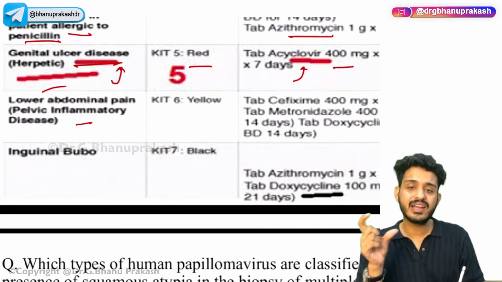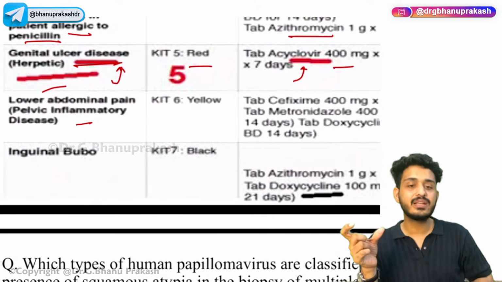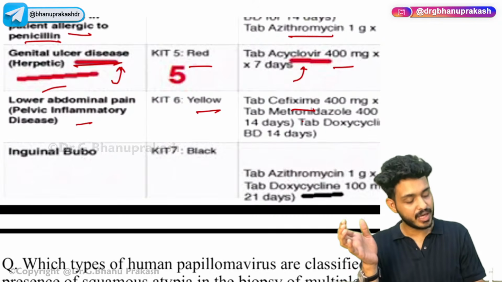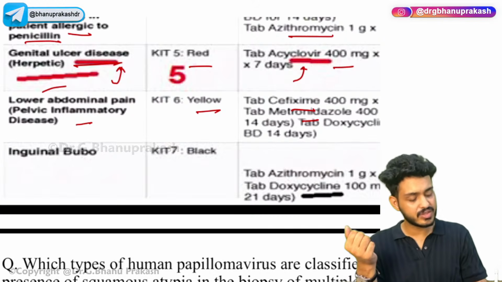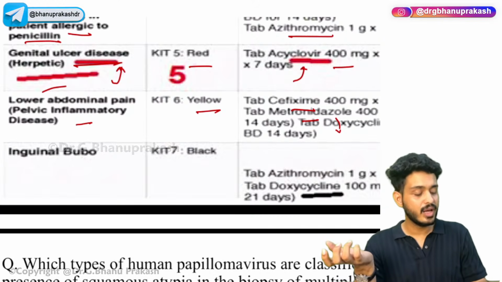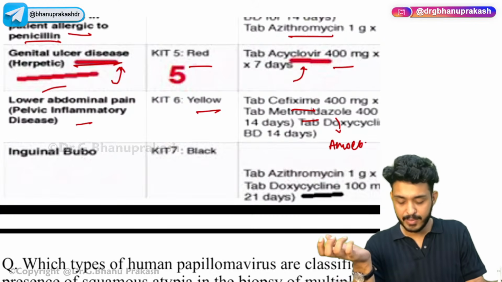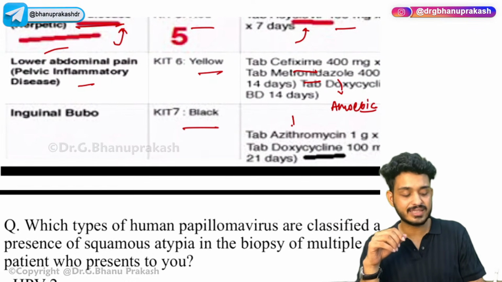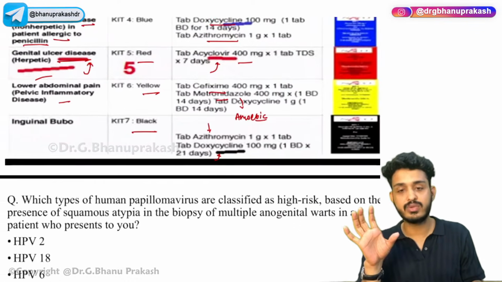Lastly, we have lower abdominal pain, PID. I will be giving the yellow kit. It will have cefixime and metronidazole. Cefixime for bacterial infection, metronidazole for any kind of amoebic infection, so amoebic will also be taken care of. Lastly, if inguinal buboes are there, we can use azithromycin or doxycycline, that you have to remember.